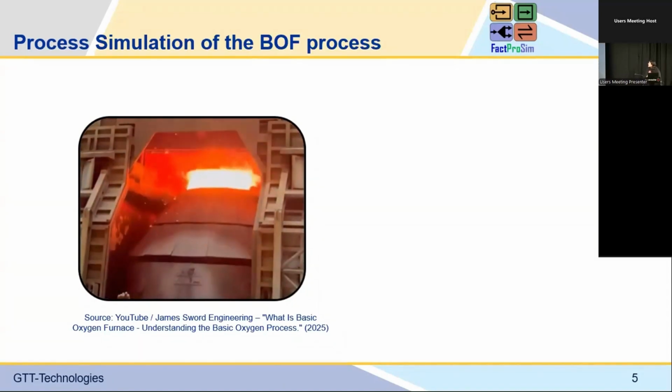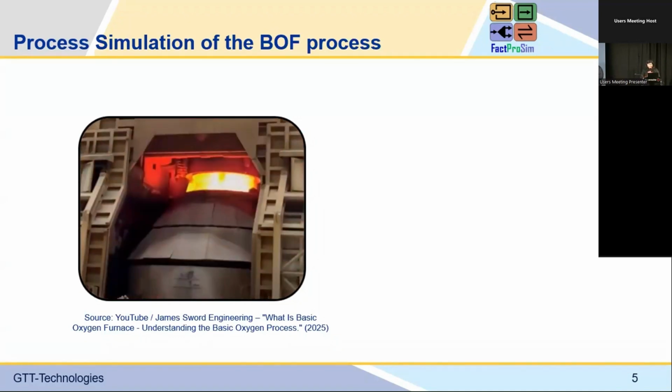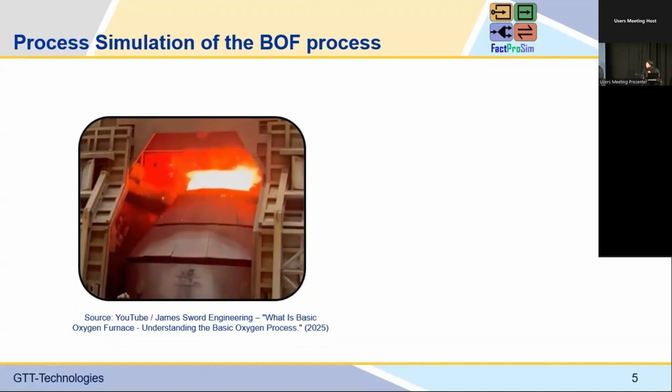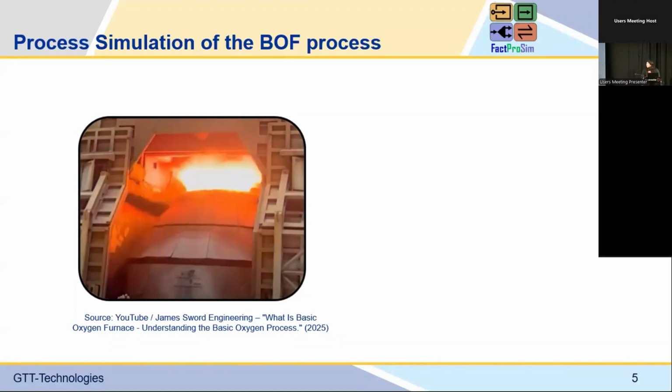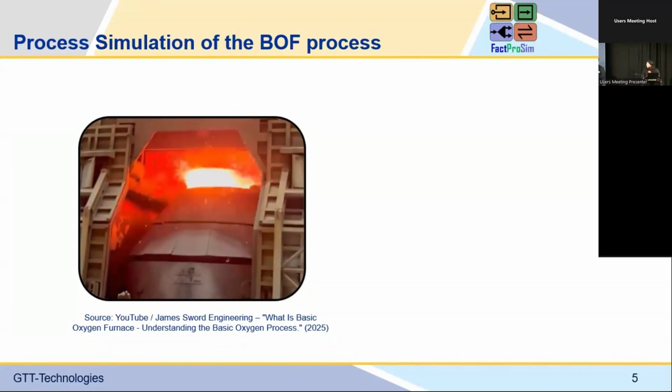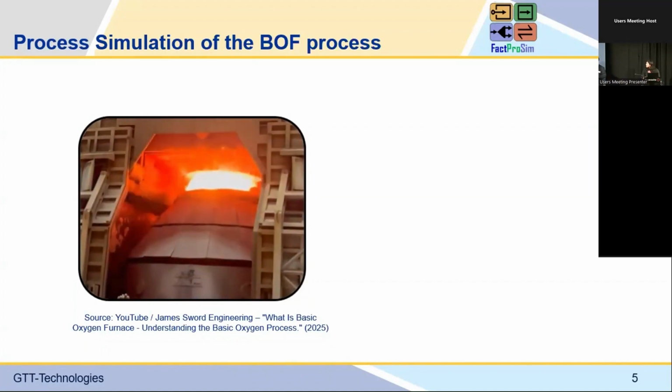So it is a complex process. It is done to obtain steel from the iron we got from our blast furnace. It is the second part of the primary steelmaking that we used to produce 1.8 billion tons last year. So this is an important technology.